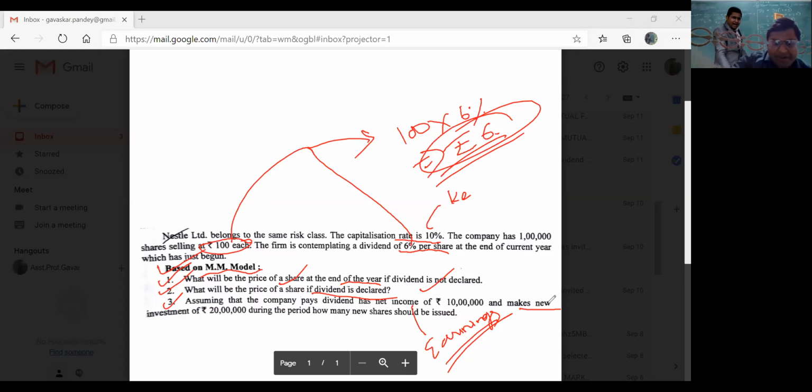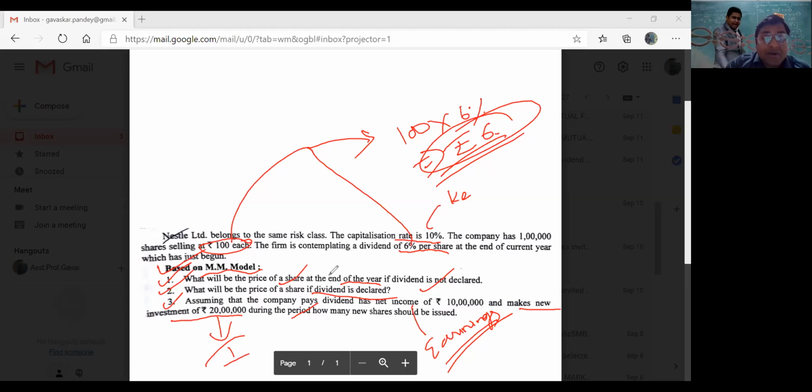So if it makes new investment, that is I, it is 20 lakhs, new investment of rupees 20 lakhs during the period. So how many new shares should be issued? That we have to find out. All three cases, remember them.